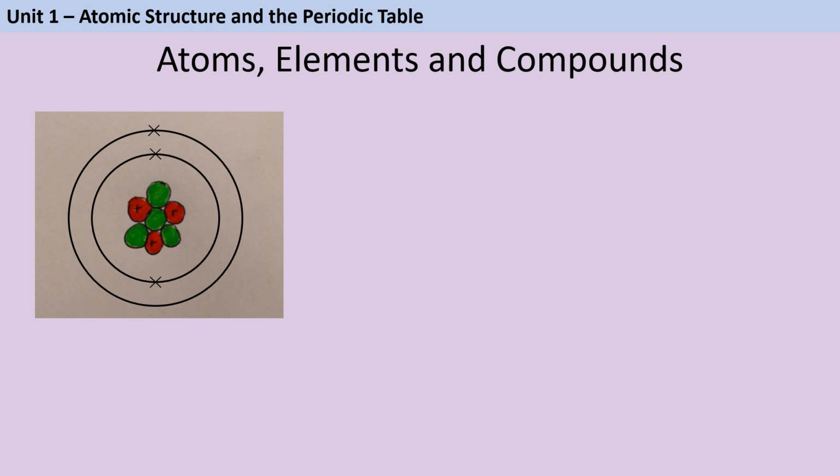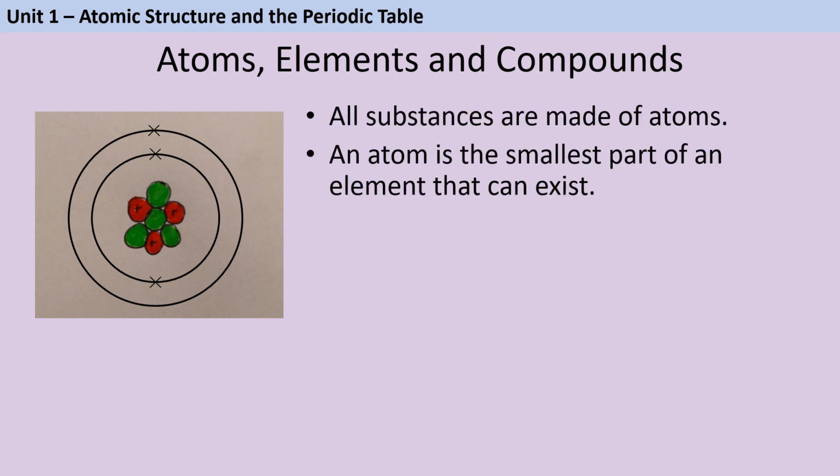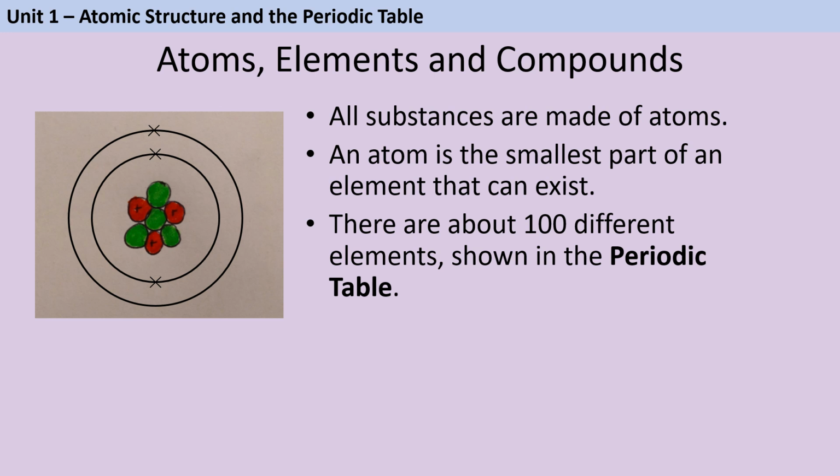The first thing that we know is that everything in the universe is made of atoms, and an atom is the smallest piece of an element that can exist. So if I take a piece of iron and I cut it in half and I cut it in half down to the smallest bit and I get to 1 atom, well, it's still iron. But as soon as I've got anything that's smaller than an atom, say just a proton on its own, then it's not iron anymore. There are about 100 different elements shown in the periodic table.